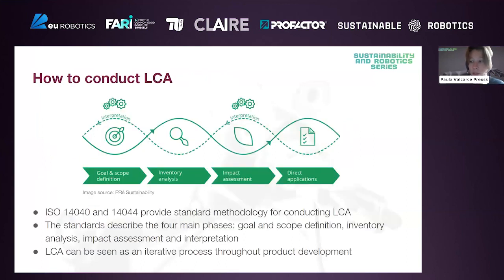So how do you conduct LCA? LCA is a standard methodology. These standards provide the way that this methodology should be conducted. And there are four main phases to it: the goal and scope definition, inventory analysis, impact assessment, and then the interpretation. So the four phases work in the following way.